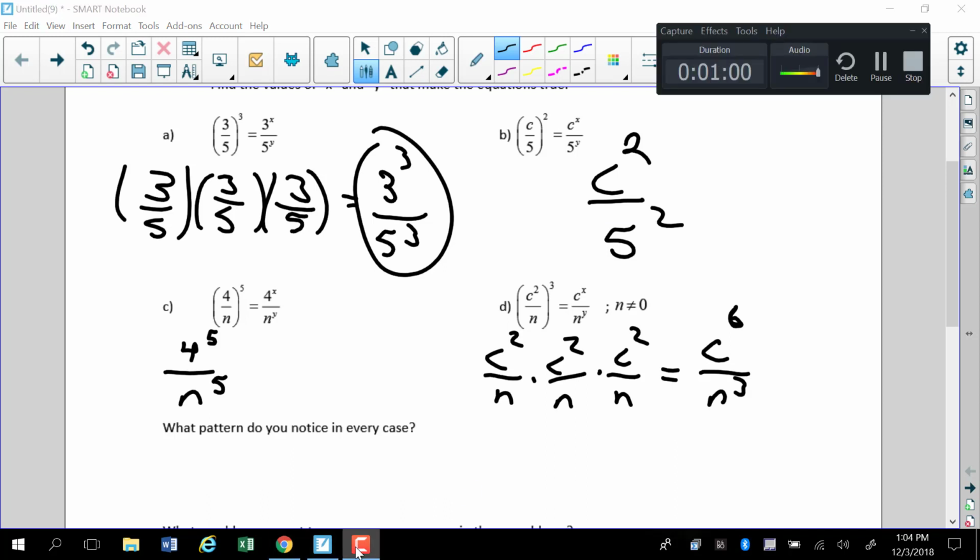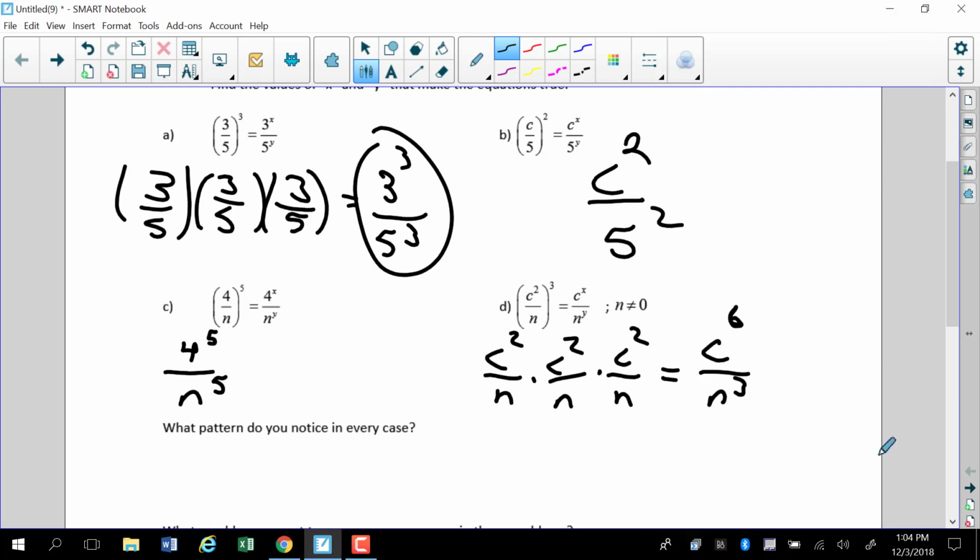All right, so hopefully you took the time to pause this before these answers popped up here. If you take a look, c squared over 5 squared, 4 to the 5th over n to the 5th. This power distributes to both the top and the bottom, and it's for the same reason that you see here. We have 3/5, 3/5, 3/5, so that power will distribute to both the top and the bottom. This one I wrote out for you: c squared, c squared, c squared, divided by n, gives you this.